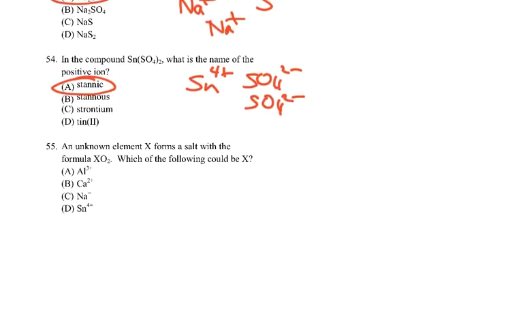Okay, 55. The unknown element X forms a salt with XO2, which could be X. Okay, well, as XO2, each O is 2-, so I need something that's 4+. It's got to be that one. The other ones will give me different formulas.